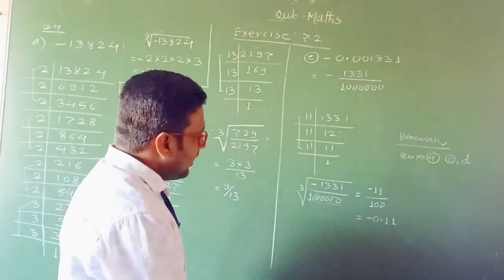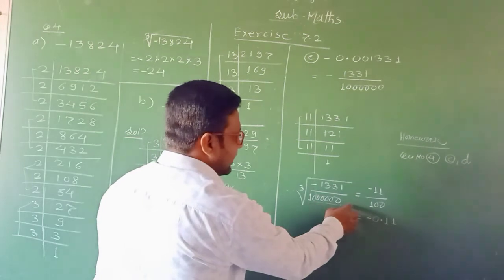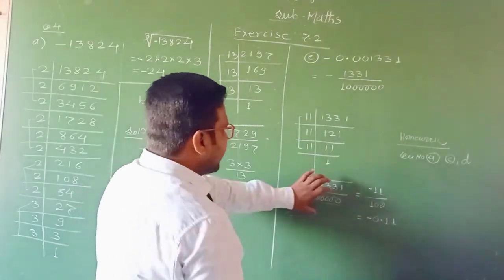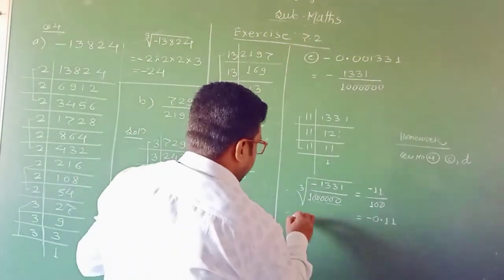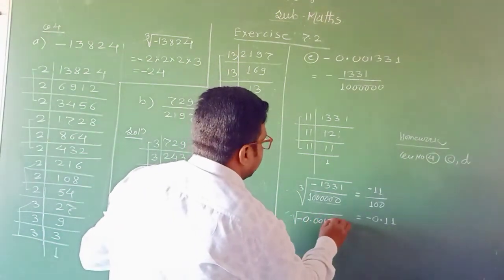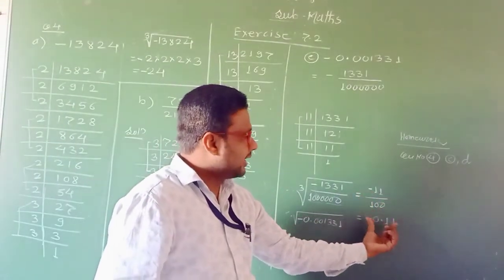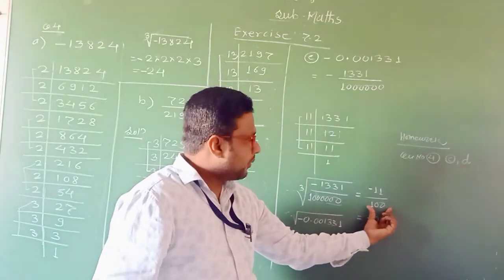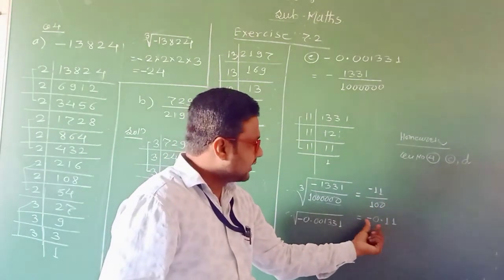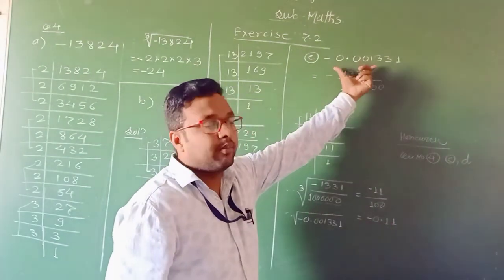Understood? Therefore cube root of minus 1331 upon this 10 lakh is equal to minus 11 upon 100. And this fraction is nothing but the given number, minus 0.001331. This is the required decimal number. We can write this fraction in decimal form, 1 followed by 2 zeros. Therefore we put the decimal point after two digits, then we get the answer minus 0.11. This is the cube root of the given number.